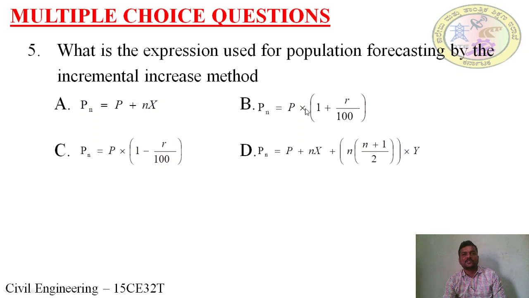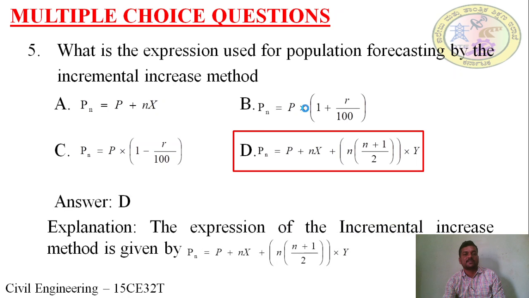What is the expression used for population forecasting by the incremental increase method? Option A, option B, option C and option D. The correct answer is option D: Pn is equal to P plus Nx plus N into N plus 1 divided by 2 into Y. Option A is used for the arithmetic increase method and option B is used for the geometric increase method. So option D is the right answer.